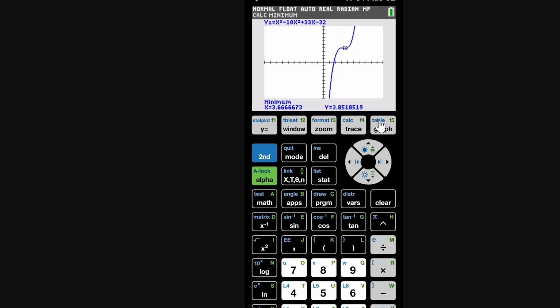We'll write that down. Our minimum is 3.66 and 3.85. And then just repeat: second calc, maximum. And same thing, left bound, right bound. So 3, 4.